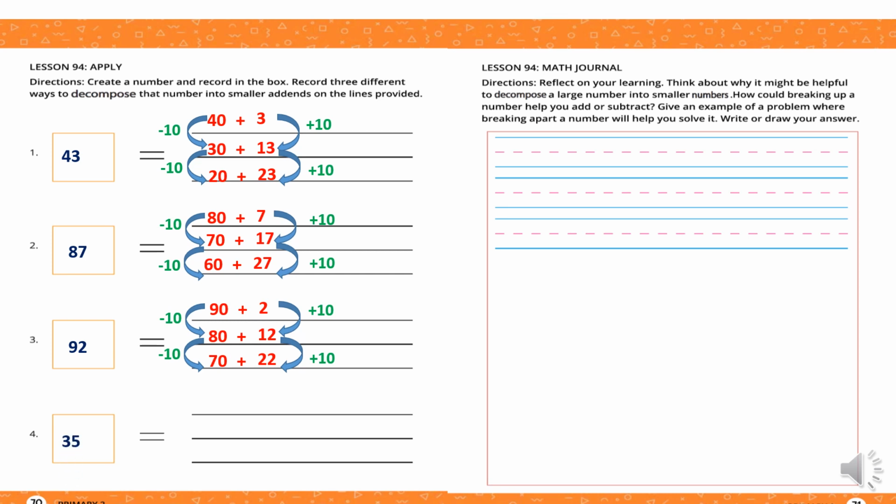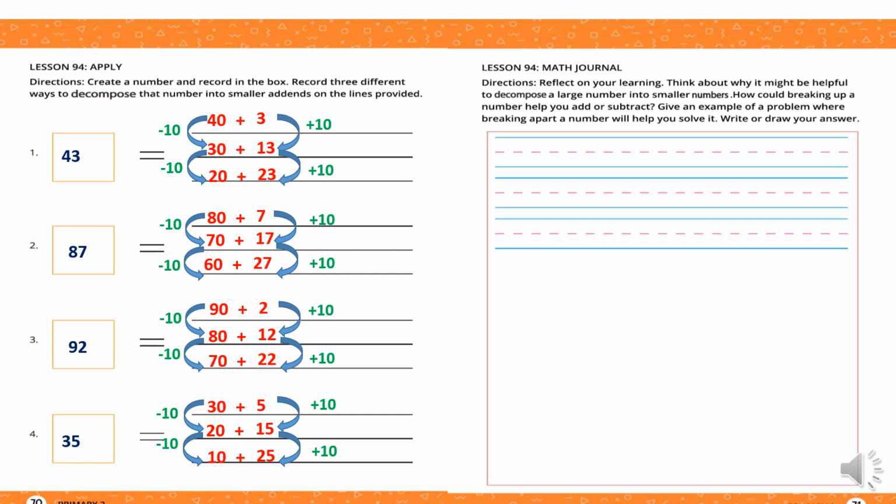Question number 4. 35. 35 decomposed to 30 plus 5. If we subtracted 10 from 30, 30 minus 10 equals 20. Add 10 to 5. 5 plus 10 equals what? Equals 15. Again, subtract 10 from 20. 20 minus 10 equals what? Equals 10. We have to add 10 to 15. Don't forget, if we subtracted 10, we must add 10. 15 plus 10 equals what?